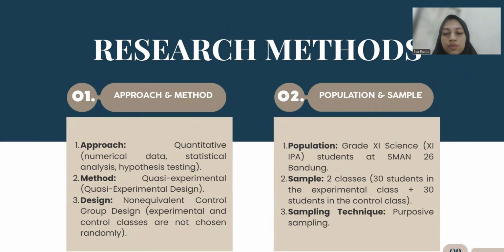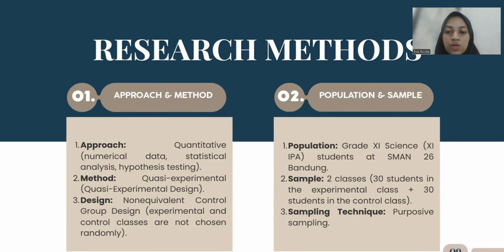We're moving on to the methodology, approach, and method. This study uses a quantitative approach with a quasi-experimental design. This design is a non-equivalent control group design, meaning the two classes are not selected randomly because they were already established by the school. Population and sample.